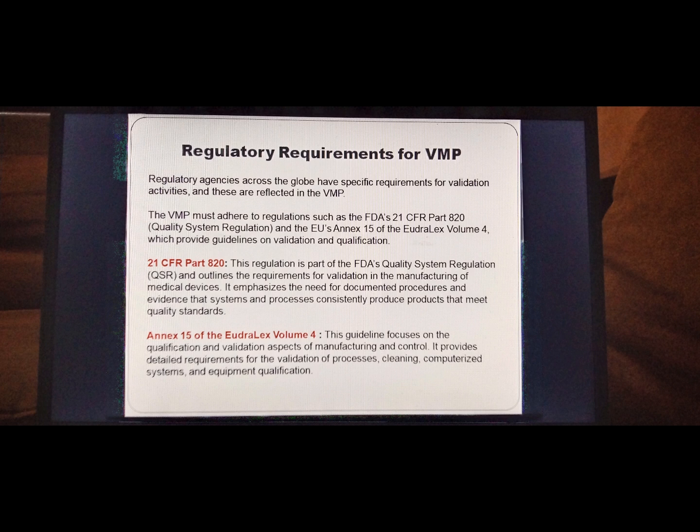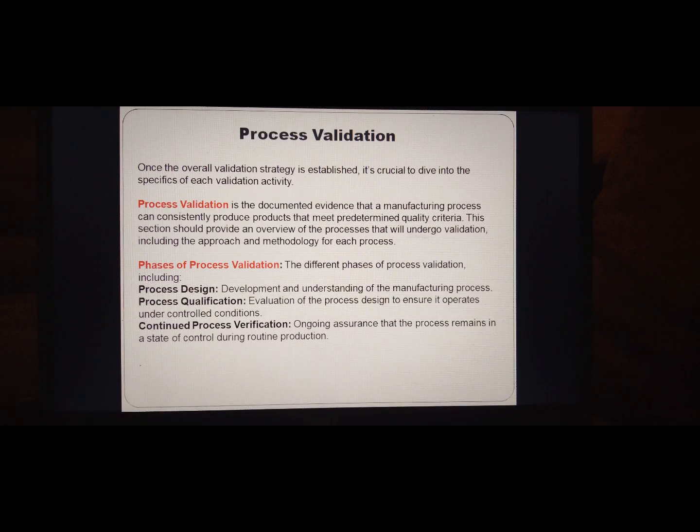21 CFR Part 820. This regulation is a part of FDA's Quality System Regulation, that is QSR, and outlines the requirements for validation in the manufacturing of medical devices. It emphasizes the need for documented procedures and evidence that systems and processes consistently produce products that meet quality standards. Annex 15 of the EudraLex Volume 4. This guideline focuses on the qualification and the validation aspects of manufacturing and control. It provides detailed requirements for validation of processes, cleaning, computerized systems and equipment qualification.